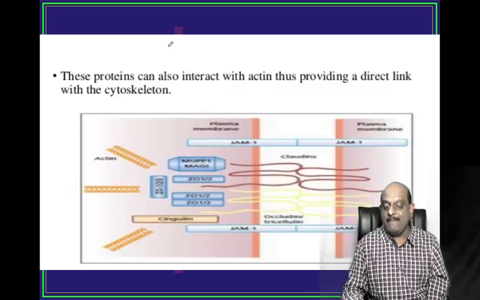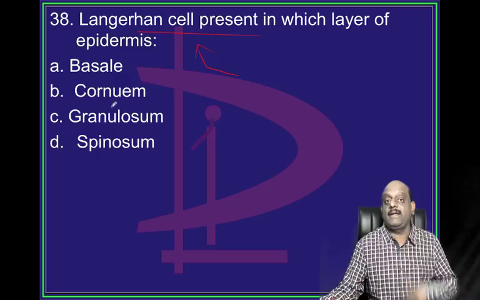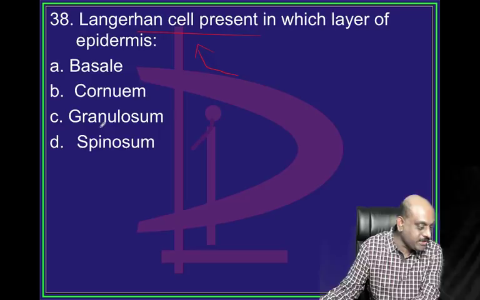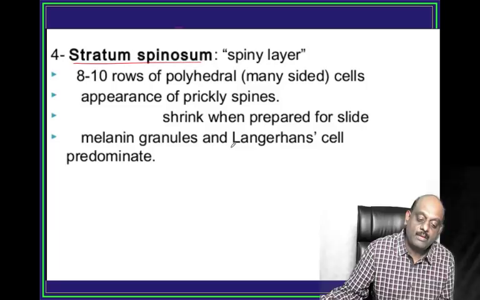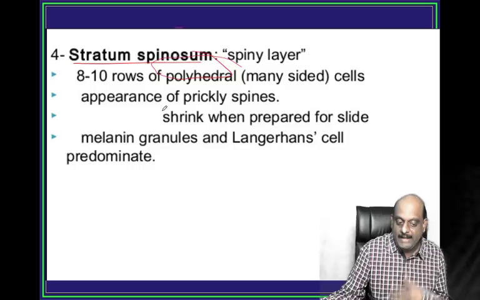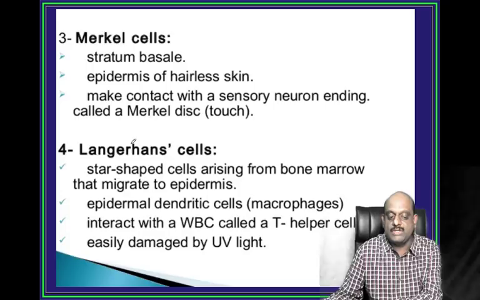Now doctor, Langerhans cell is present in which layer of the epidermis? Come on, punch your answers doctor. Langerhans cells are typically present in the spinosum, is what you should remember. So if you look at the stratum spinosum, it has polyhedral cells which are spiny in appearance. Langerhans cells predominate there, and melanin granules are also there.